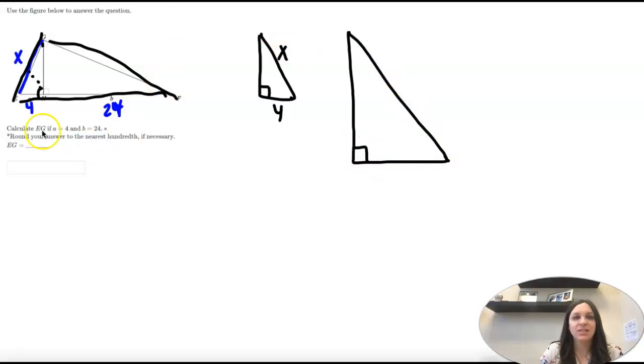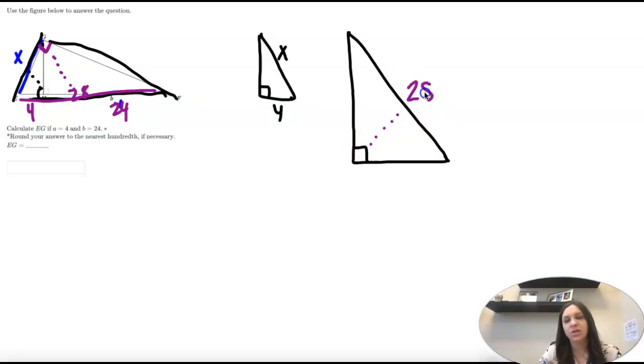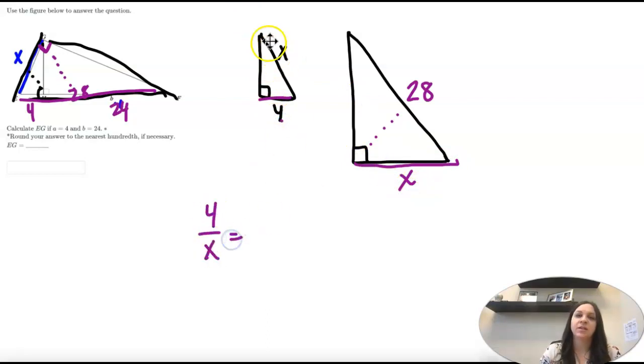and we know that this side, 4 plus 24, I didn't mean to have my eraser on, is 28. And here's our right angle on the big triangle, and it's the side across from the right angle. That's called the hypotenuse. So the hypotenuse is 28, and then the other side we need is the short side, right? That's X. So 4 goes to X, as X goes to 28.